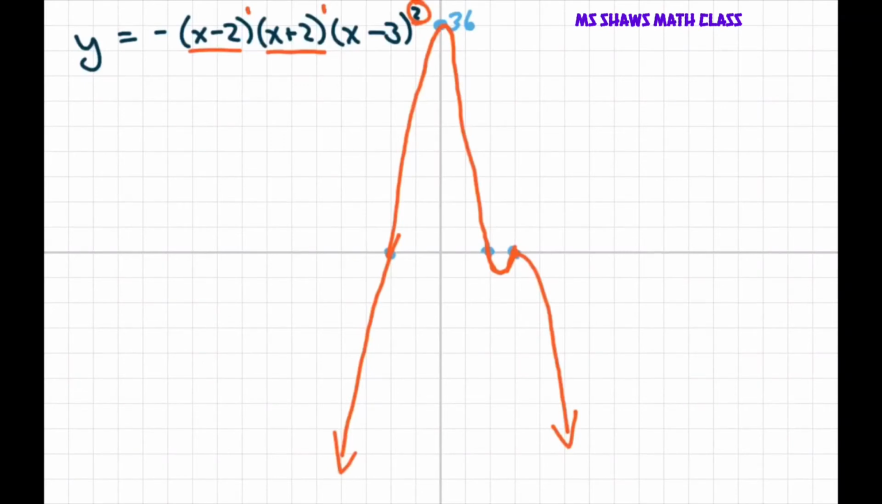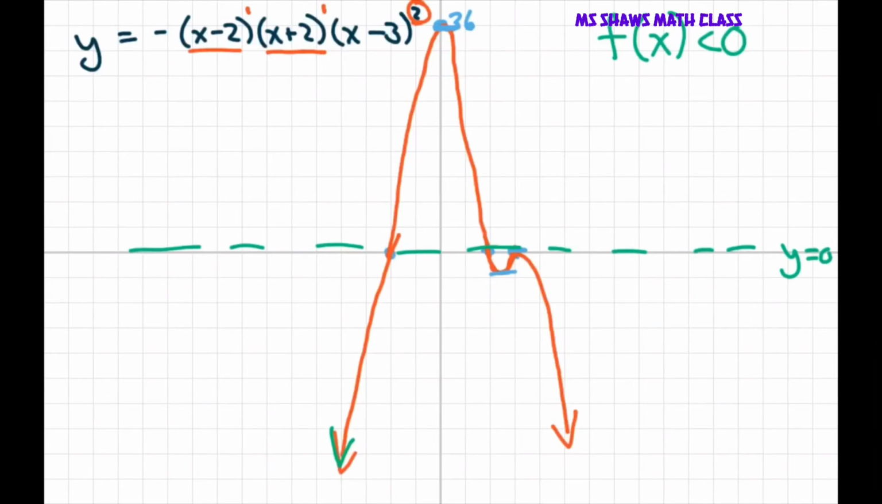Let's see how many turning points we had. We had a turning point here, here, and here. So we had 3 turning points. Now let's determine where our graph is. Our graph of f is negative. That just means where is it below the y equals 0 line. So it's below right through here. Let's use a different color. It's negative there. So that's negative infinity to negative 2. It's also below this right in here. So it's all negative. That's going to be 2 to infinity.